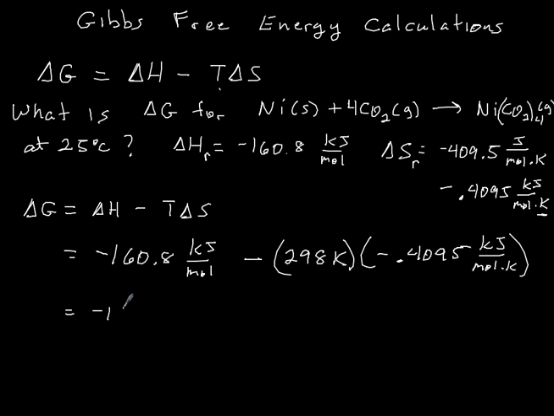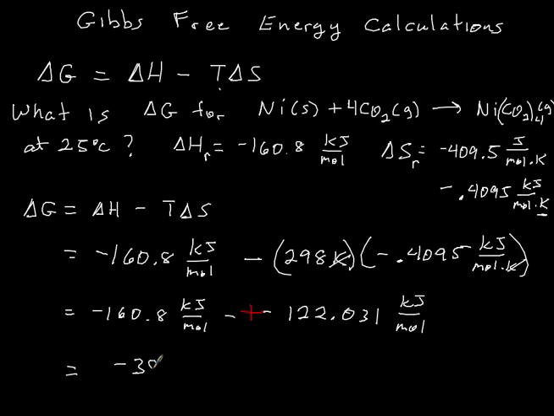So just bring this one down, negative 160.8 kilojoules per mole, and minus, and you multiply these two together, the 298 times the negative 0.4095, you get negative 122.031. The Kelvin cancels the Kelvin, so that leaves you kilojoules per mole. And minus a negative means we're just going to add, so we're going to end up adding these. So add negative 160.8 to 122.031, and that gets you negative 38.769 kilojoules per mole. Okay, and so if we round that off for significant digits, I think that'd be negative 38 point. We had 4 here, 4 there, so 38.78.